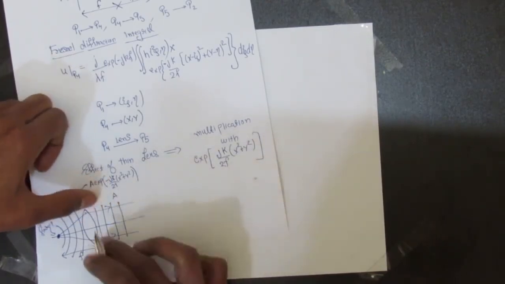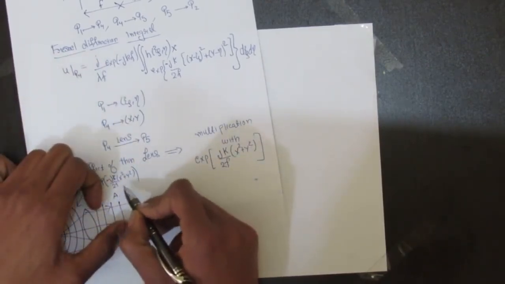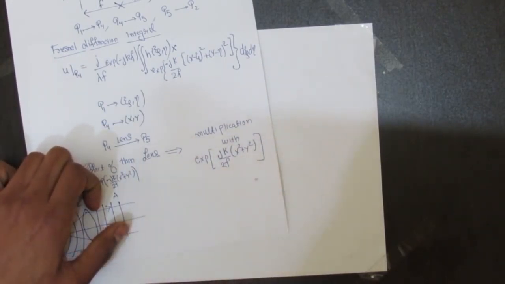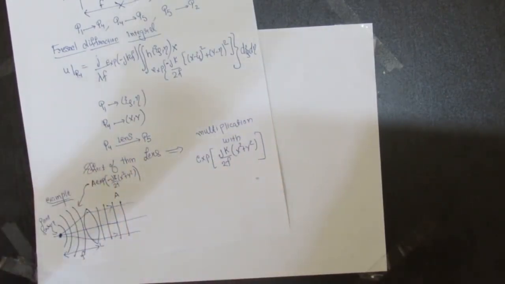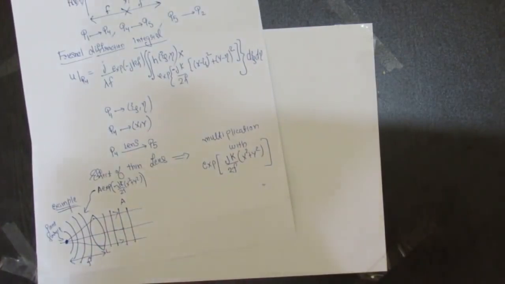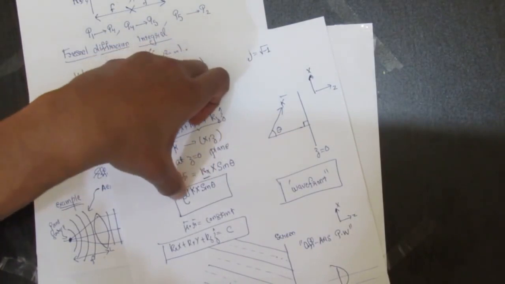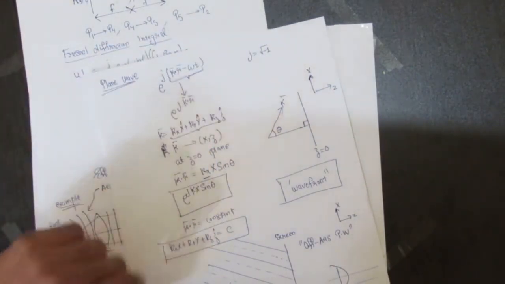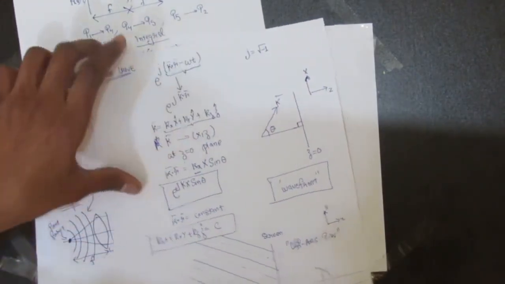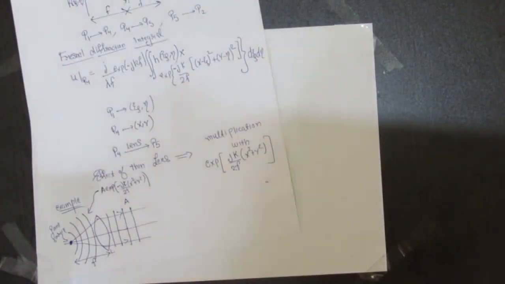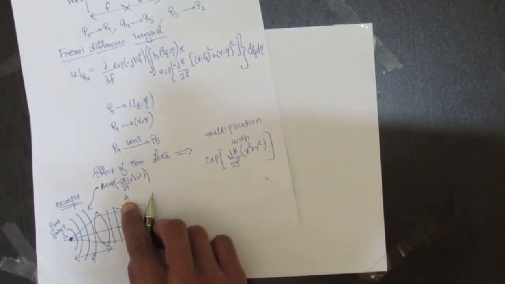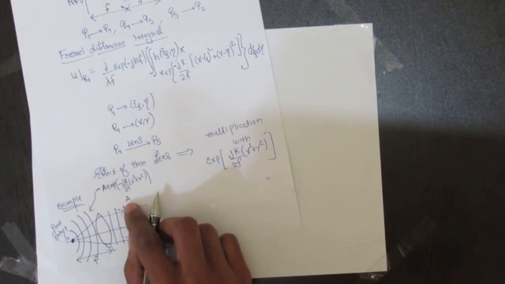If this was an off-axis plane wave, there should be some exponential factor here. But because this is an on-axis plane wave, the angle theta is zero, as I showed you a few minutes before. Because the angle theta is zero, e raised to the power zero becomes one, and you have a certain amplitude in front of this. So that means this will give you just a constant a, and this a represents an on-axis plane wave.